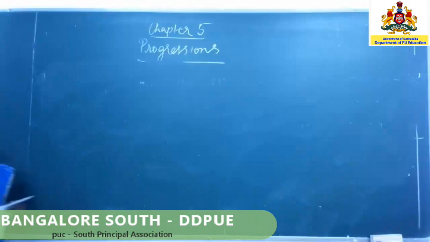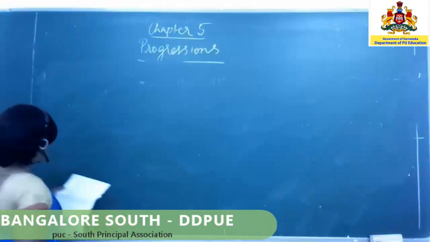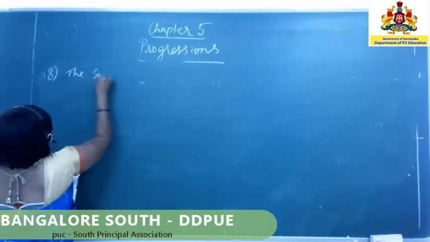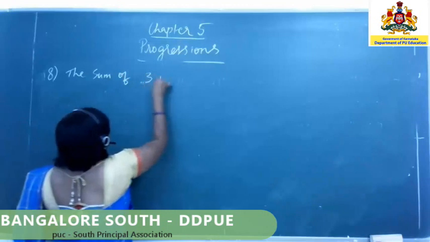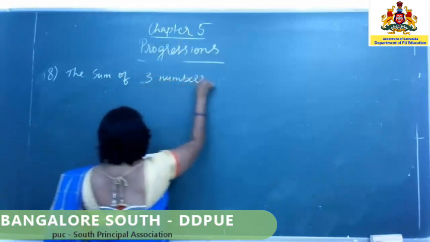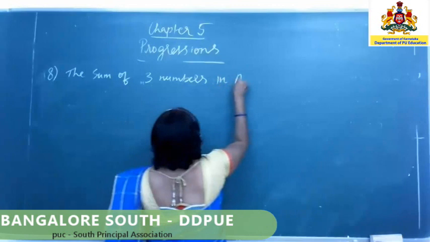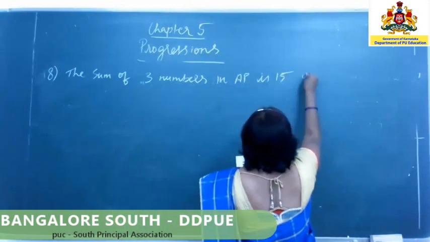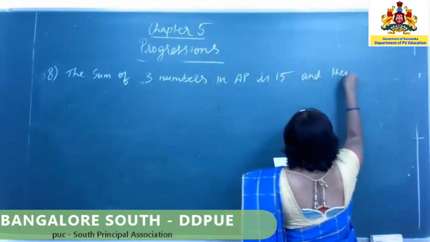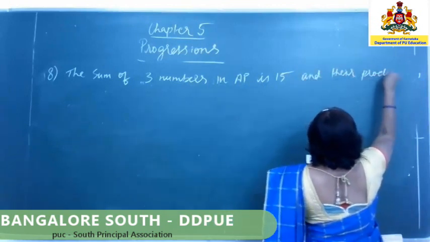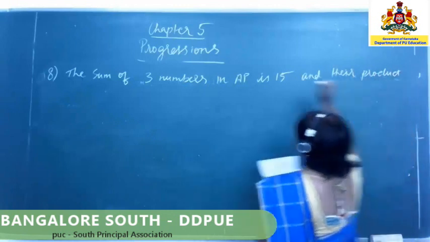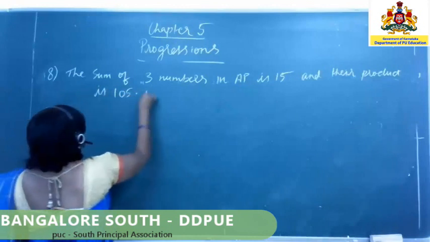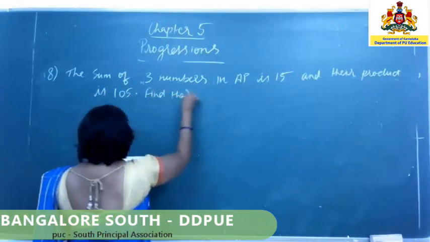Next question. This can be asked for 3 marks. The sum of 3 numbers in AP is 15 and their product is 105. Find the numbers.